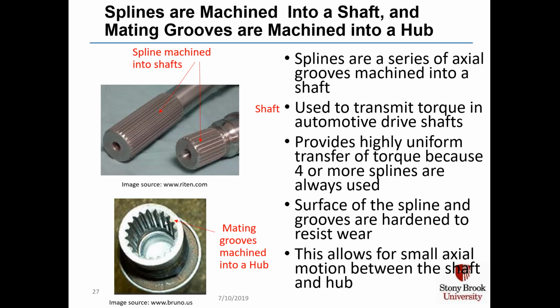Splines allow for small axial motion between the shaft and hub. Axial is in the long direction on the shaft because there's nothing stopping the shaft, what's in the hub, from moving in and out of the hub. It's not able to rotate other than a couple of thousandths of an inch. That's what allows it to transmit the torque, but it can still move in the axial direction a small amount in case the shaft and the hub need a little clearance.